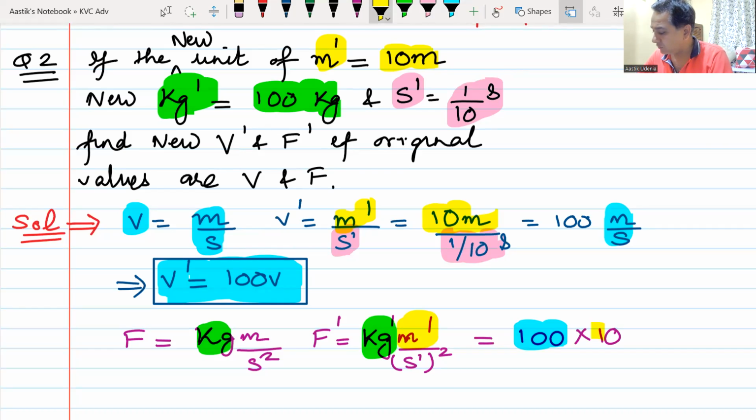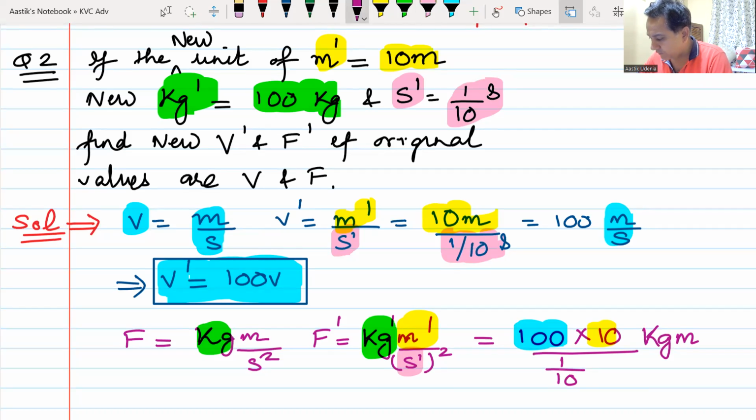The yellow one, don't worry. So now in the numerator I have kg, I have meter dash, and I have meter. Now I look at the denominator, my dear friends. In the denominator I have second dash squared. Second dash has to be converted into 1 by 10 seconds whole square. So 1 by 10.